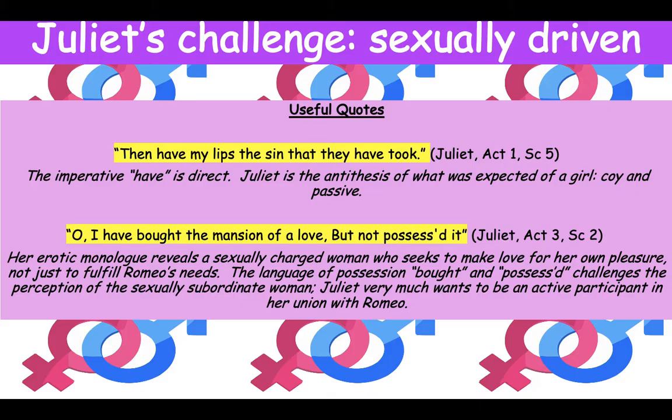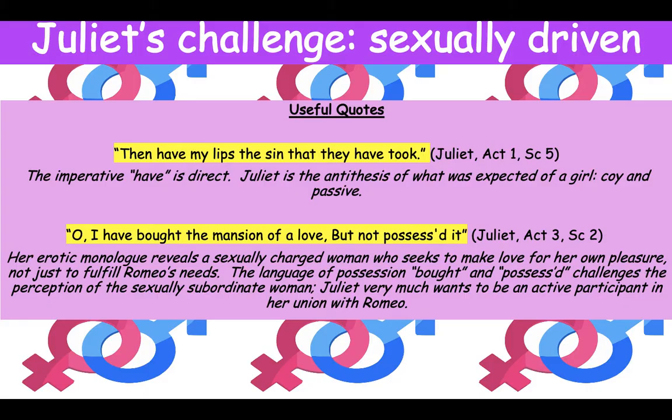So this really challenges the perception of the sexually subordinate woman, where she would be possessed and she would be bought. In this case, she's flipped it and she's looking at Romeo much more in an objectified way. So she very much wants to be an active participant in her union with Romeo. She doesn't want to be passive.